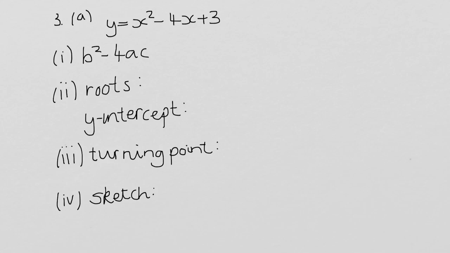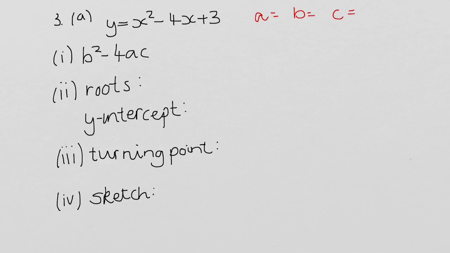Okay, on to question 3a. y equals x squared minus 4x plus 3. First of all, once again, identify your values for a, b and c. Now, the first part here asks us to verify that the graph does touch the x-axis and in 2 places.